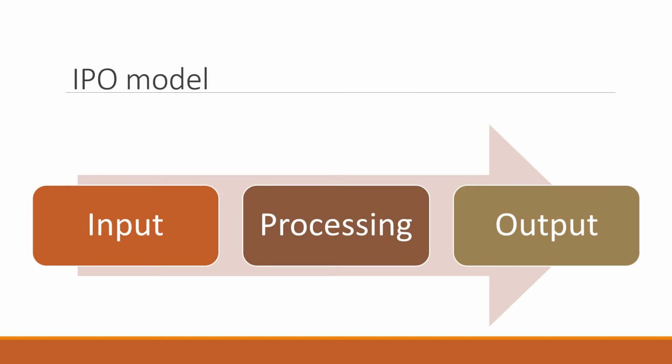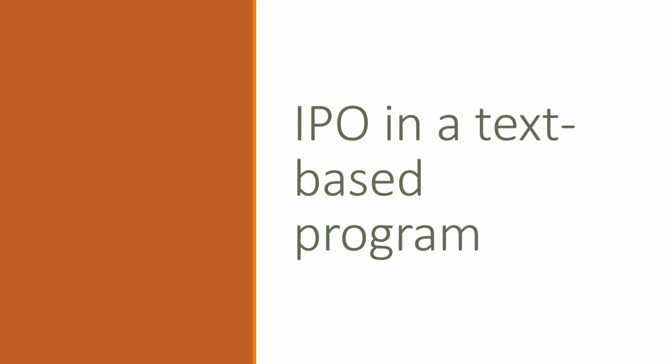So the IPO model is that the program receives input from the user, processes it to change it in some way, and then outputs the result. It's a very simple model of how programs work. So let's see how the IPO model is implemented in a text-based program. I've got a really simple example.